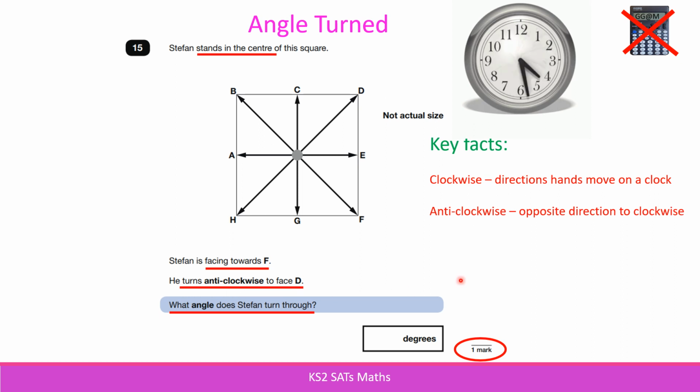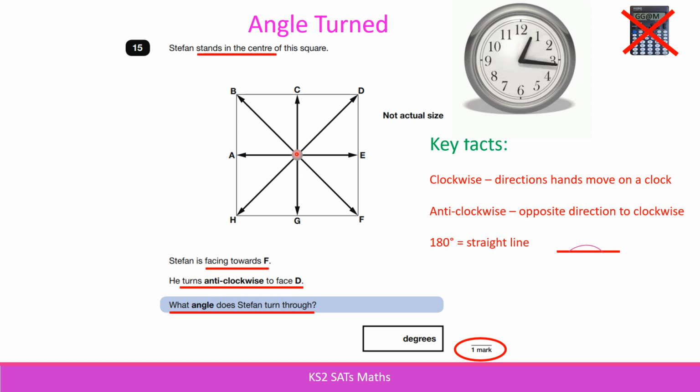So anti-clockwise is the opposite direction to clockwise. These hands are moving round to the right. If I go round to the left, this is anti-clockwise, going the opposite direction to the hands moving. So that is starting here and going round in this direction. This is anti-clockwise. Now you're starting at F and you've got to end up at the point D. So remember you're stood in the middle and you're going anti-clockwise.